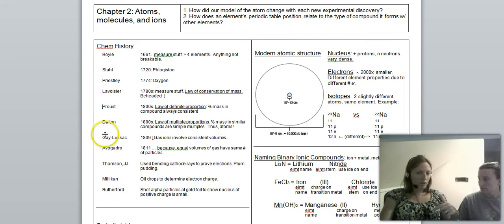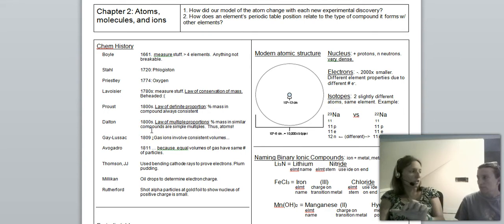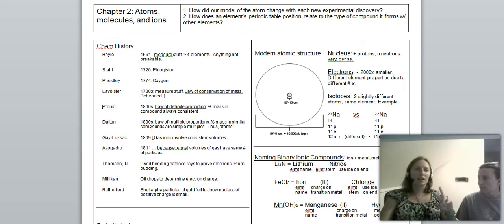Moving on from that, Dalton found that not only can you do that, but if you did something like carbon monoxide and carbon dioxide, which weren't called that at the time, for every gram of carbon, you would have a certain amount of oxygen in carbon monoxide, but twice as much oxygen in carbon dioxide. And so he found that you could have several different proportions, but that they always had a simple ratio. So that would be a 1-to-2 ratio between those two oxygens.